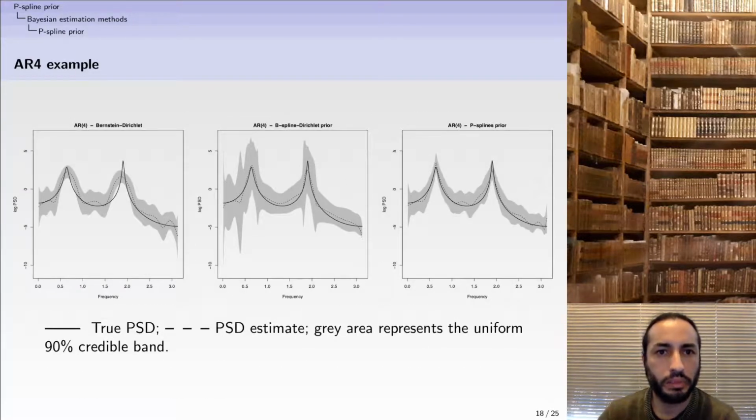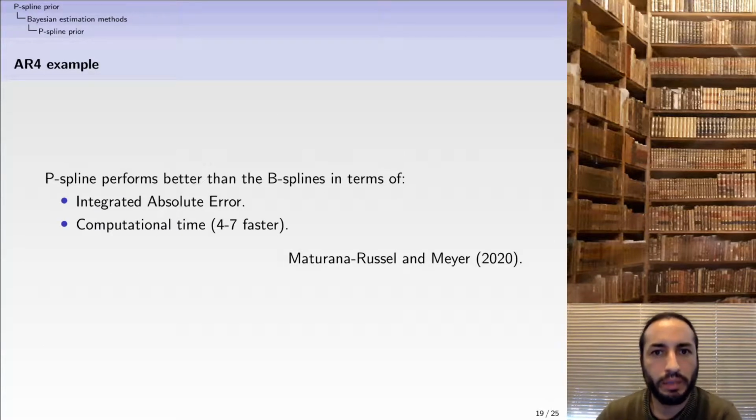Here we have the PSD estimates chronologically ordered from left to right. So we have the Bernstein-Dirichlet process prior, the B-spline Dirichlet process prior, and the P-spline prior with Q-spaced knots. So our P-spline method offers the best estimate among these three methods. We have to highlight that the P-spline performs better in this simulation study in terms of integrated absolute error and computational time. Actually, it's between 4 and 7 times faster than the B-spline Dirichlet prior.